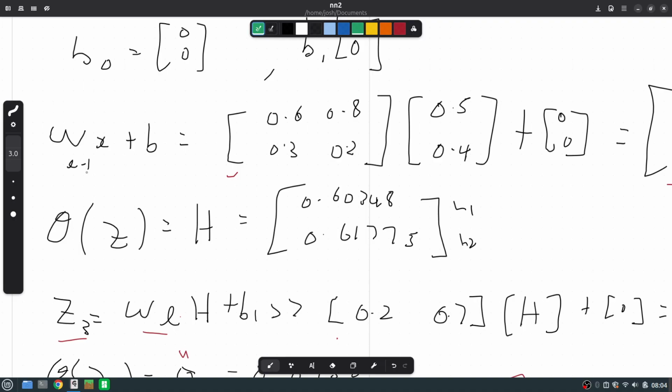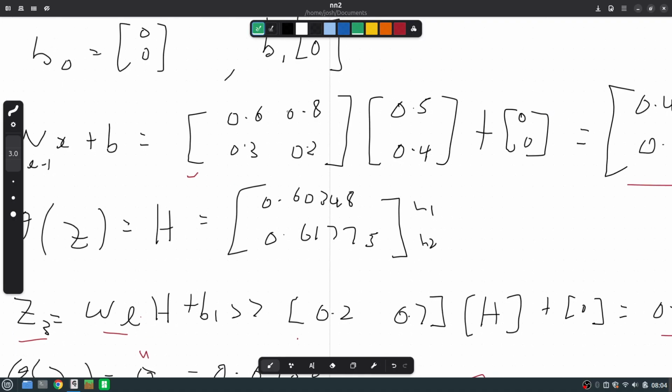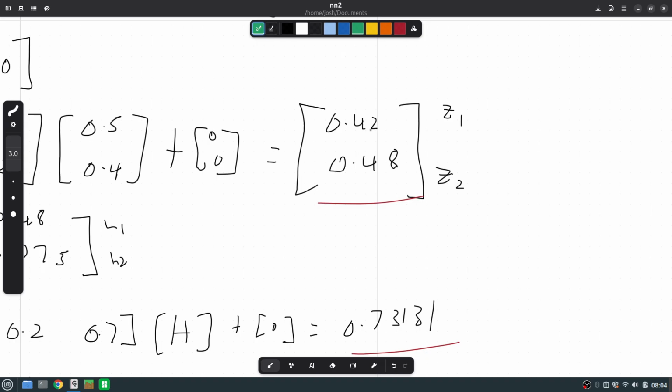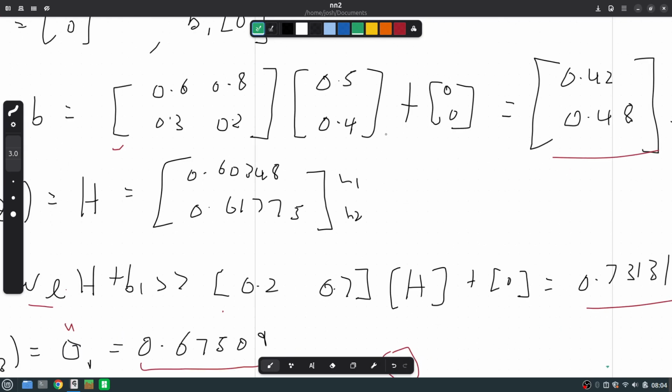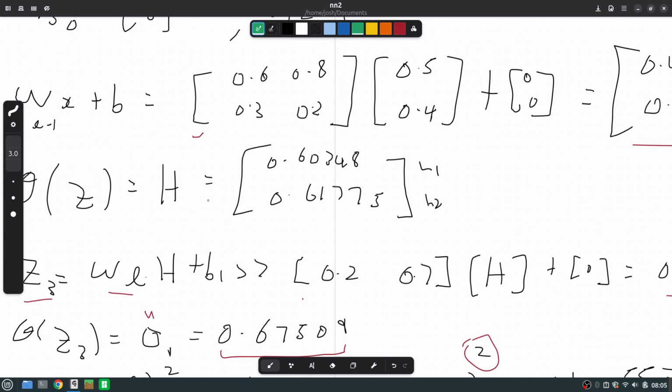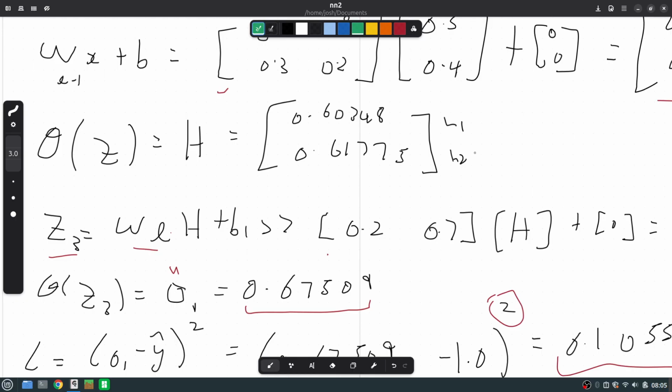It's completely fine. So WL-1 x plus B, and you already know how to do matrix multiplication and addition. You're going to get this for Z1 and Z2, right? And then you call sigmoid on that, and you're going to get H1 and H2. So now you have the activated neurons, right?